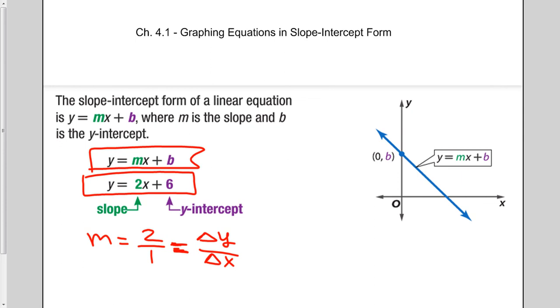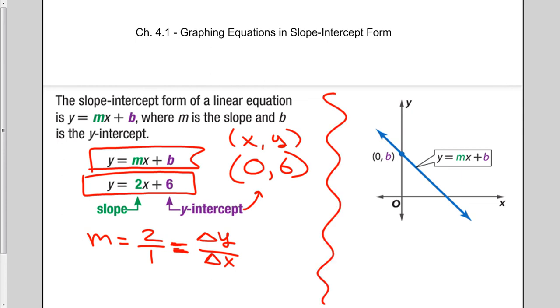Also, we need to remember that the y-intercept is not just a number, but is a point on the graph. And that point always corresponds to an x comma y, where the x value is 0, and the y value is the y-intercept. So in this case, my x value would be 0, my y value would be 6, and the slope would be 2 over 1, or the change in y would be 2, and the change in x would be 1.